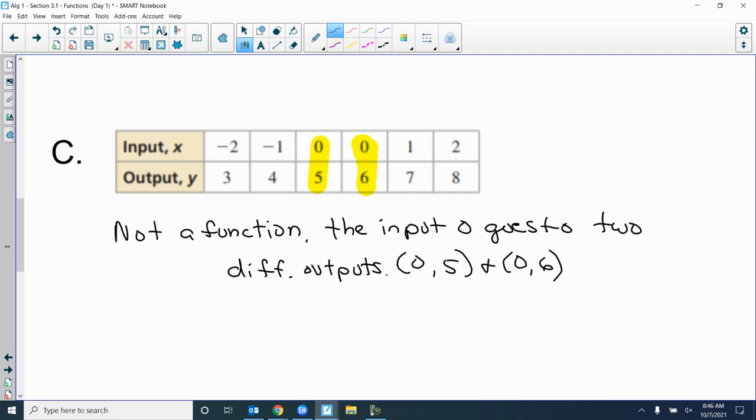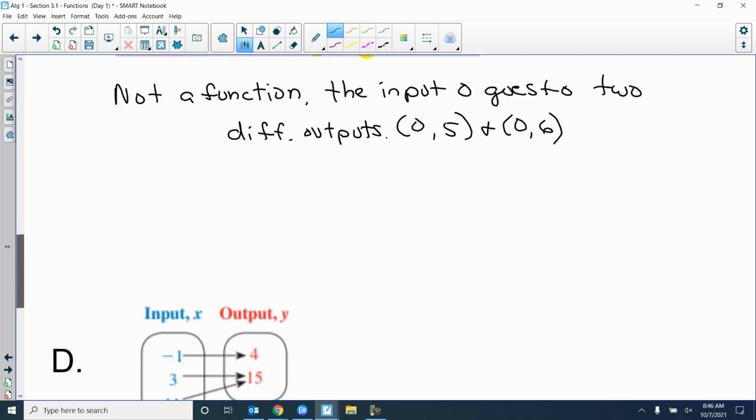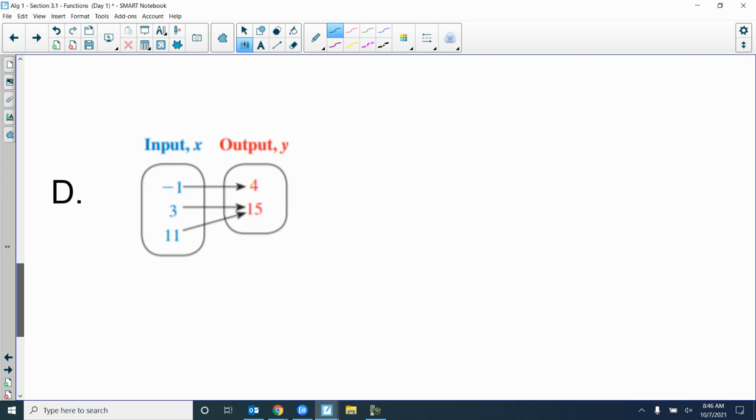All right, is there any other case? Is that the only case that blows this one up? Yeah, that's the only case that blows this one up. So you got 0.5 and 0.6. All right, how about D? Really think about this one. I'll give everybody a chance to think about it. I think this one's hard.